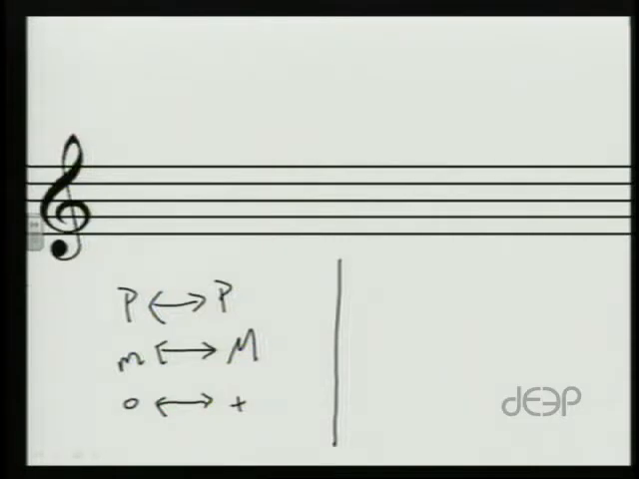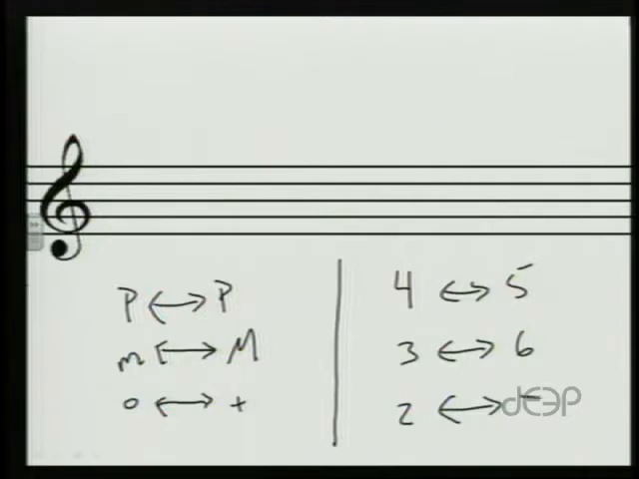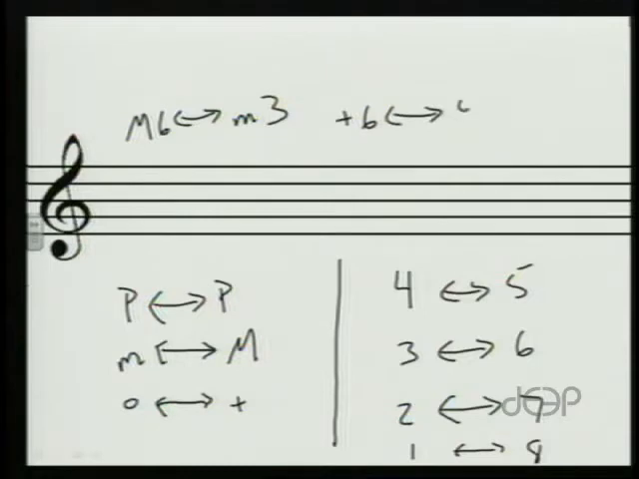Also, fourths always invert to fifths. Thirds always invert to sixths. And seconds always invert to sevenths. Incidentally, unisons always invert to octaves, although you're not going to see that all that often. Okay? So that makes things really easy. A major sixth, we can tell right away, will invert to a minor third. An augmented sixth would invert to a diminished third.